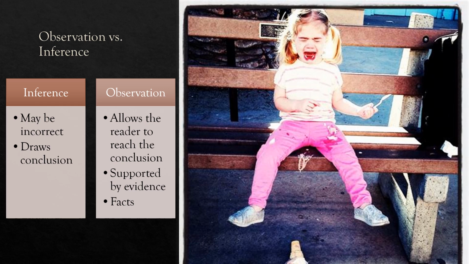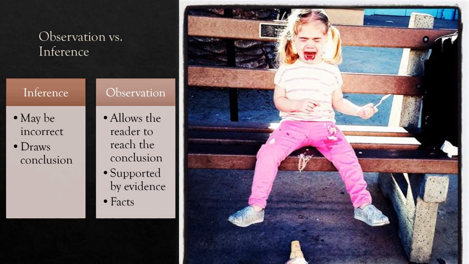It looks like ice cream or some substance is spilled onto her pants, and they look kind of wet. And there's a substance also on the bench. So, observations are all articulable facts that we can see with our eyes. If it was beyond just observations and we could hear things, we would also list those as observations.